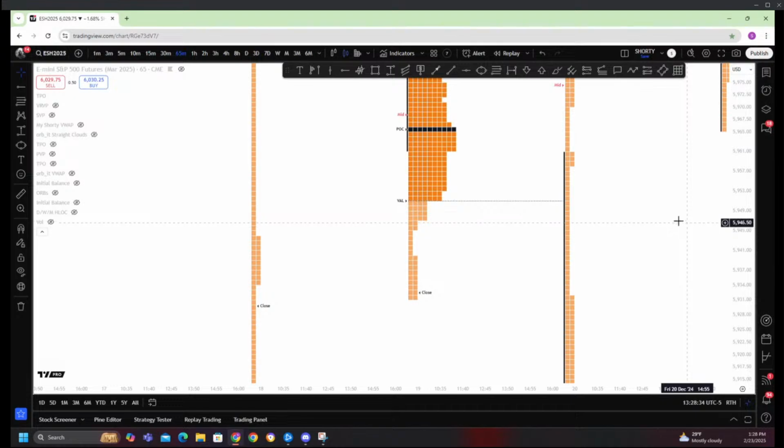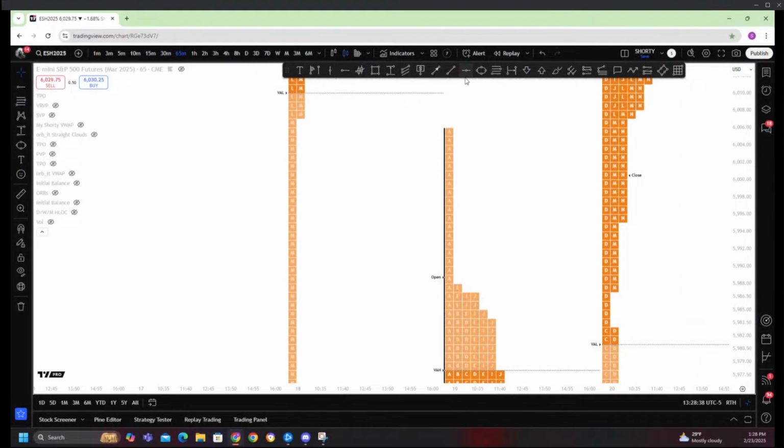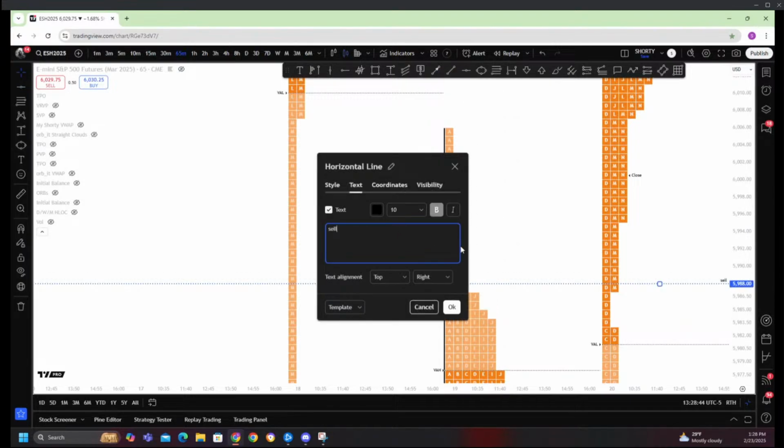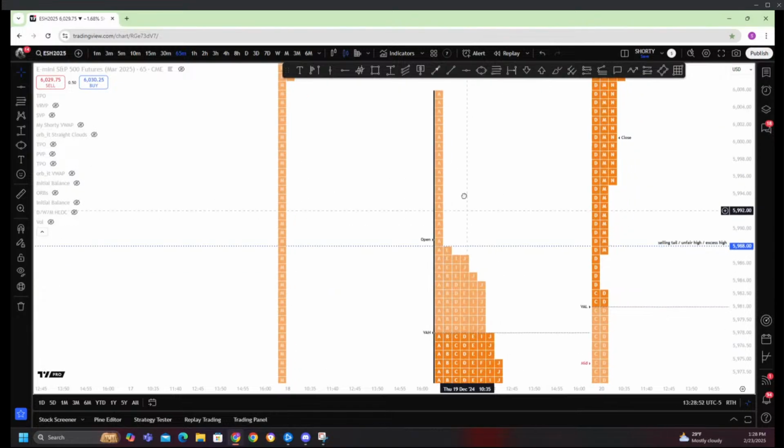Okay, so there's a spike here on this profile. So we have a selling tail. Let's just diagnose this one here. So this would be our selling tail, correct? Yeah. So you have a selling tail here. We have an unfair high, excess high. Just for this day here.